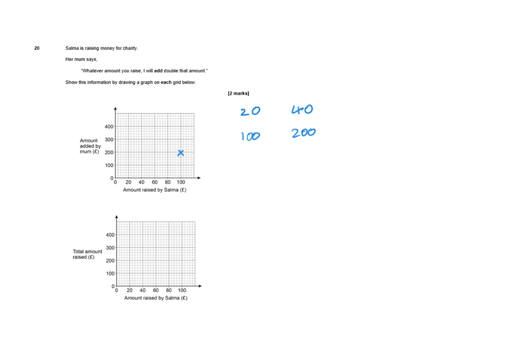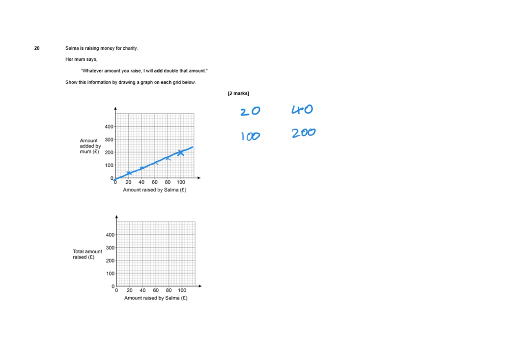and 20 would be 40, so that's 2 squares up. You can double check, but we can also do 40, double it, you get 80, and you can see quite quickly, hopefully, you get yourself a straight line, so you don't have to put all those points in as long as you've got at least 2. And it should go through 0, 0, because if nothing is raised, then Mum won't add anything. So there we go. Just tidy up a little.